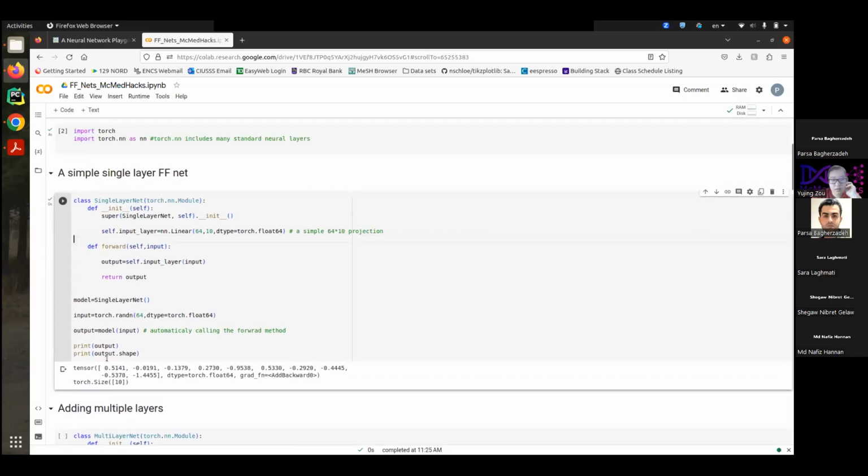As you can see, I printed the output. The output looks something like this. It has 10 entries: 1, 2, 3, 4, 5, 6, 7, 8, 9, 10. Why? Because I chose this linear layer to map my input to an output.